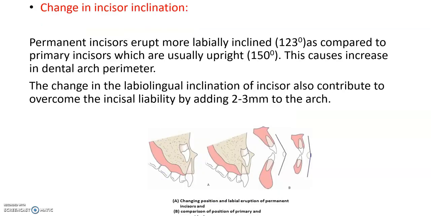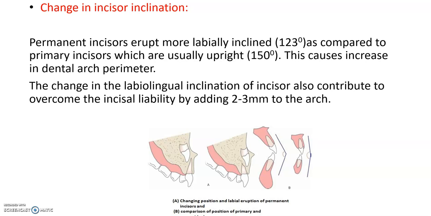Change in the incisor inclination. Permanent incisors erupt more labially inclined as compared to the primary incisors, which are usually upright. The permanent incisors' inter-incisor angle is around 123 degrees, whereas for the deciduous teeth it is 150 degrees. They are more upright. So by proclination, some amount of space is gained.